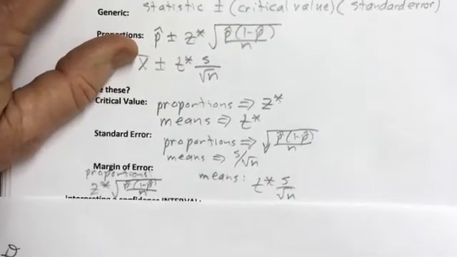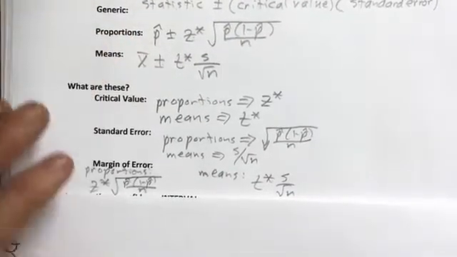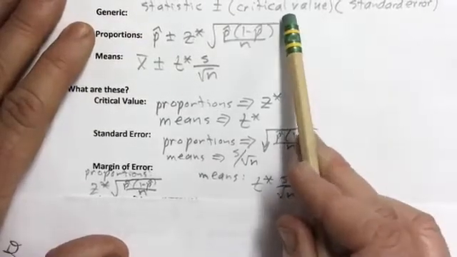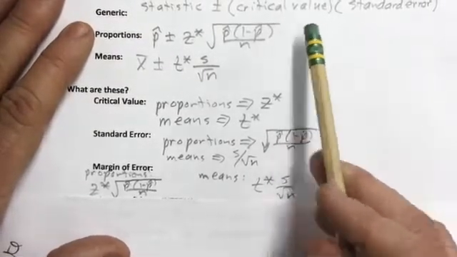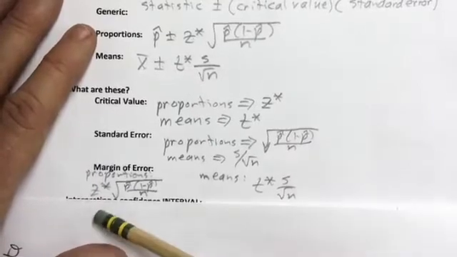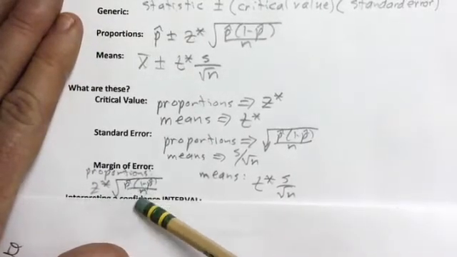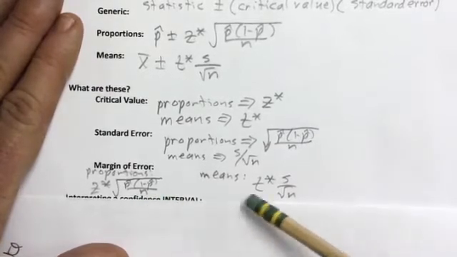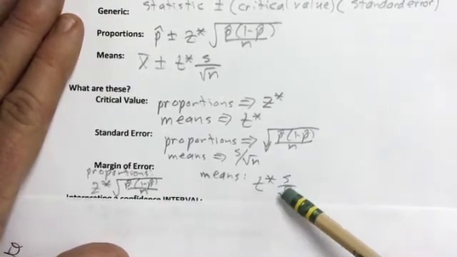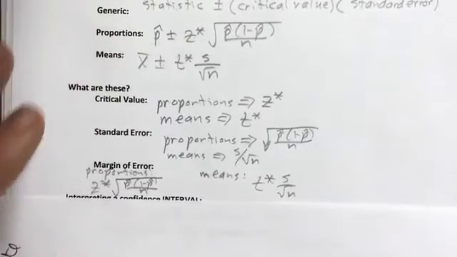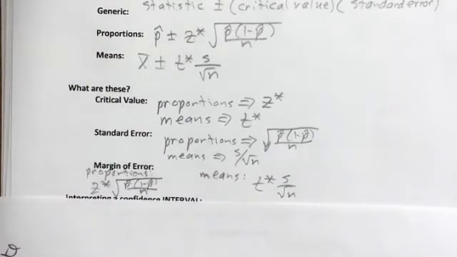And then the formula for margin of error. The margin of error is just critical value times standard error. So for proportions, the margin of error is z star times the square root of p hat times 1 minus p hat over n, and for means, t star times s over the square root of n. The margin of error is the distance that the interval goes to the left and to the right. We're going to work all this out more completely in section 2 and section 3. I just want to introduce you to the terminology that's going to happen.